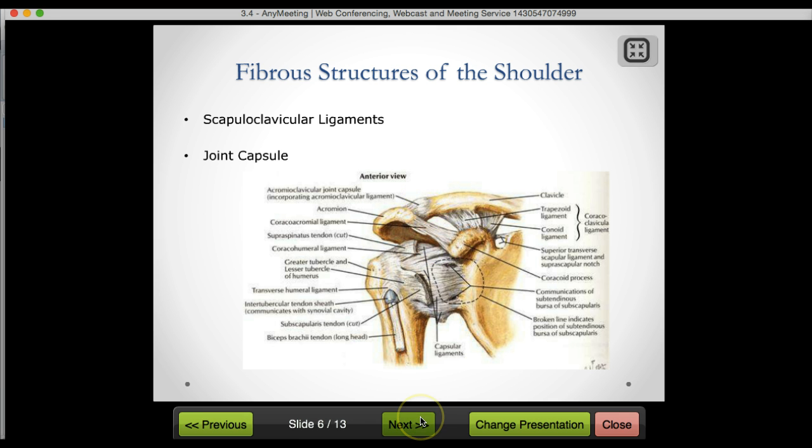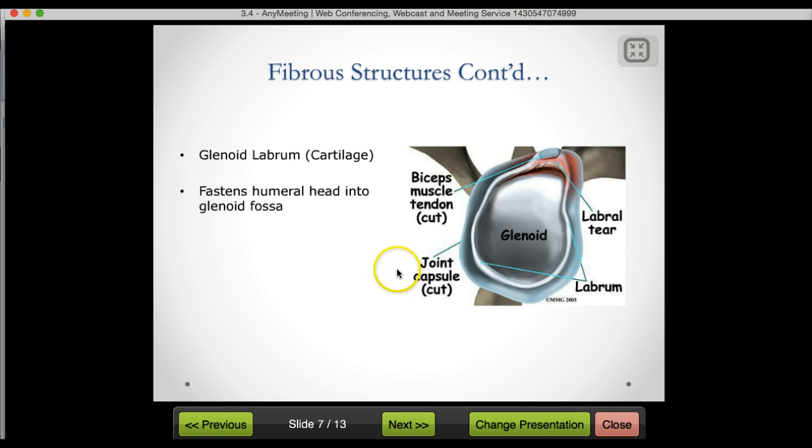Okay, so we're going to go on to the glenoid labrum, and this is a very important structure. It provides a little bit more surface area for the head of the humerus to articulate, and it also kind of forms a cup, almost like a suction cup for the head of the humerus.